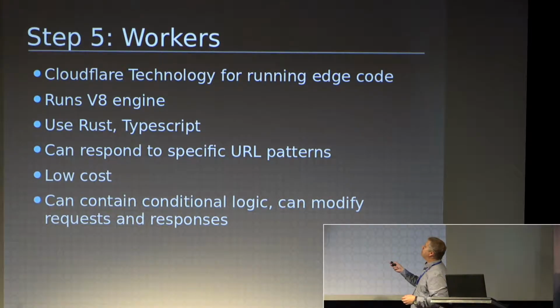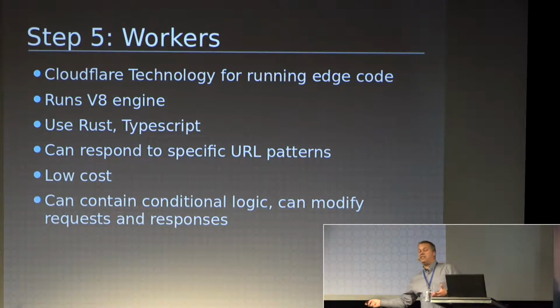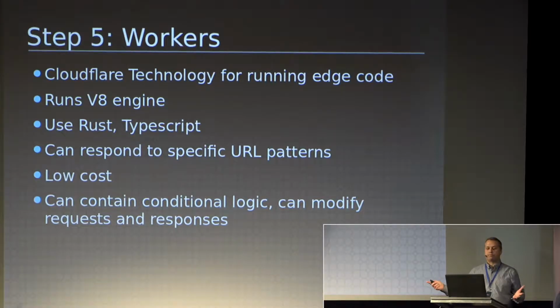Now, when you set these workers up, they can respond to specific URLs or specific URL patterns. So you can have multiple workers working within your domain or your subdomain, whatever it may be, and each one of those can do a specific function. It's relatively low cost, depending on the amount of traffic you've got. We'll talk about the cost in a minute, but it's 50 cents, I think it is, for 1 million requests. So if your site's not doing 10 million requests a day, that's actually not a bad pricing model.